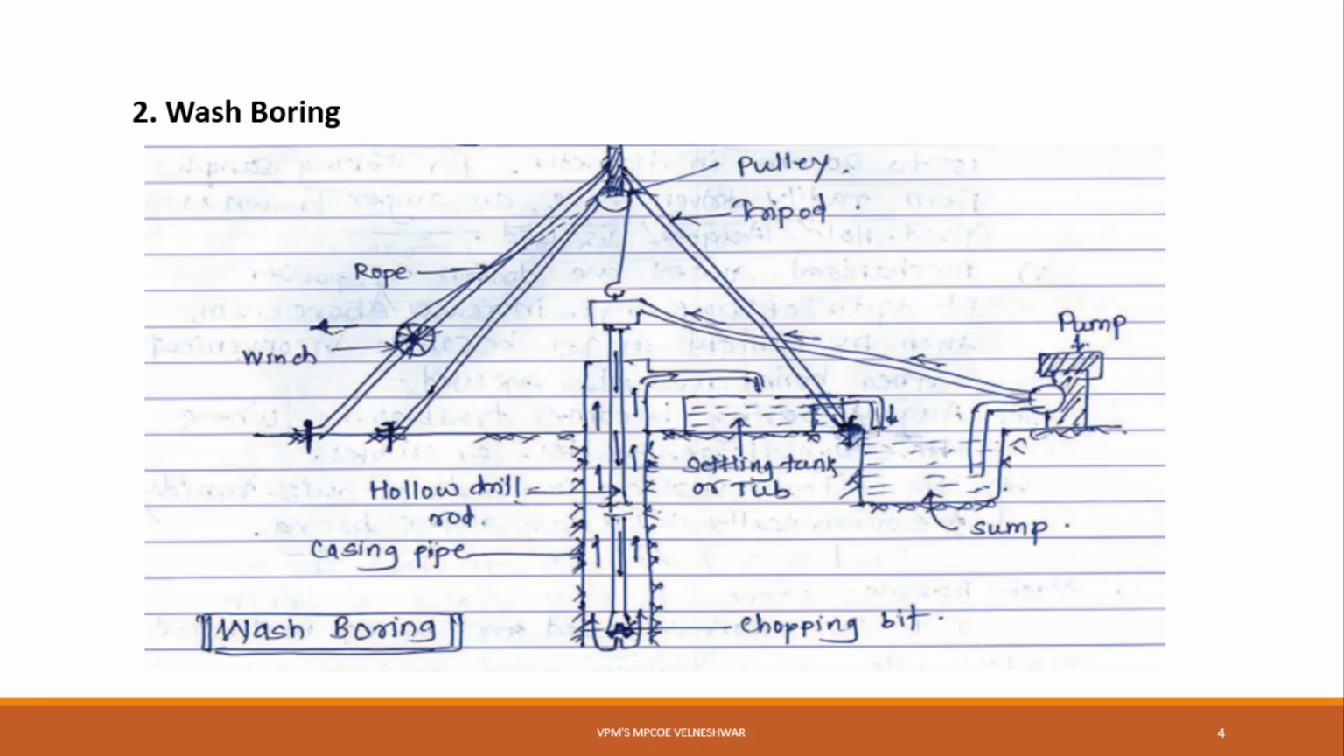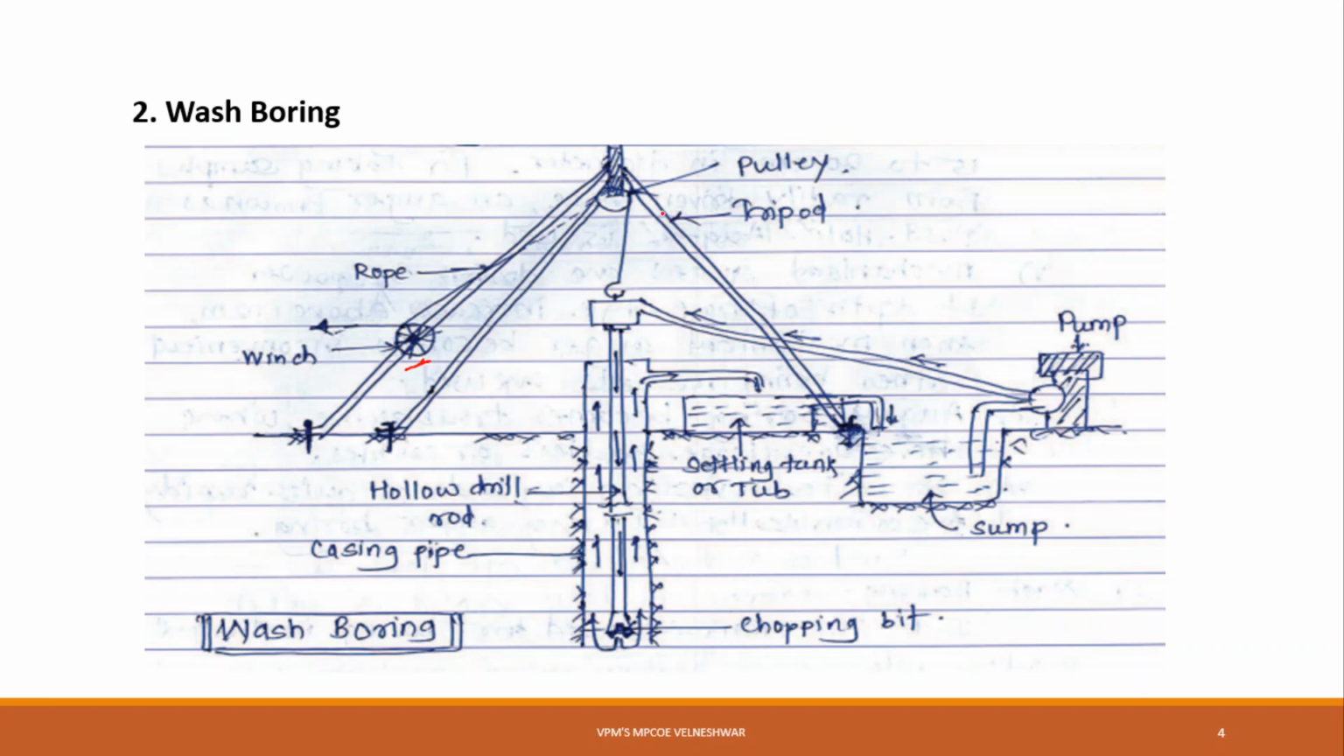Now we will see the next type, that is wash boring. This is the diagram for wash boring. I will explain the diagram. See the different parts of the diagram. Here a winch is there, and in that winch a rope is attached, and the rope is attached with the pulley, and it is attached to this assembly of your wash boring. You can see this is the tripod stand where the assembly is connected.